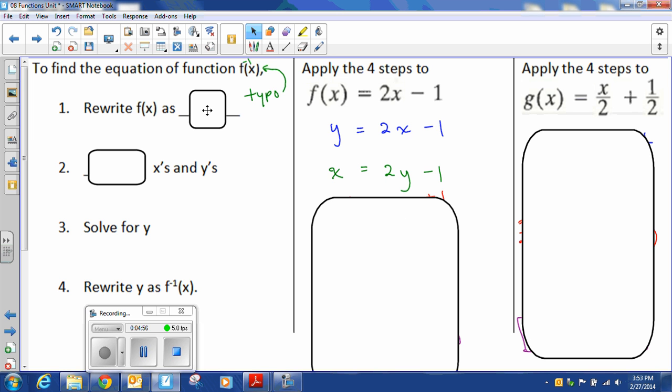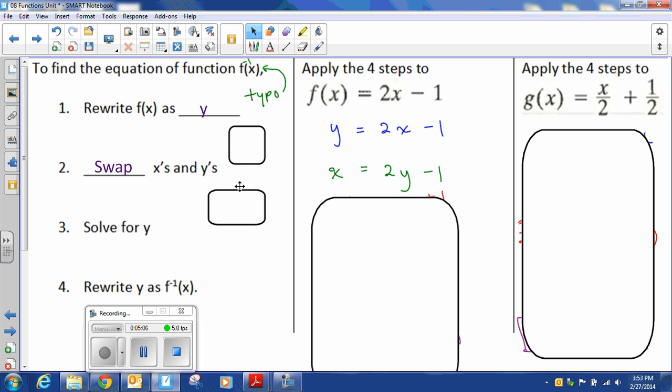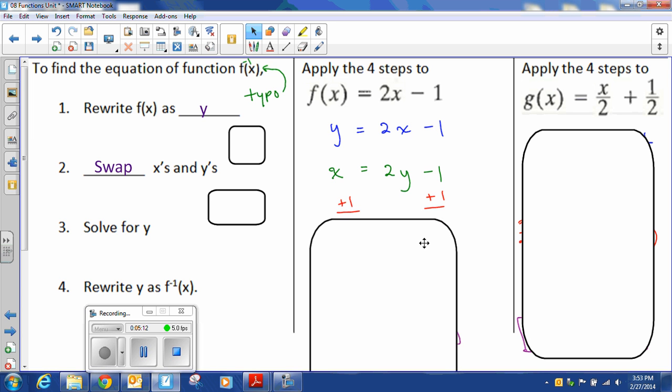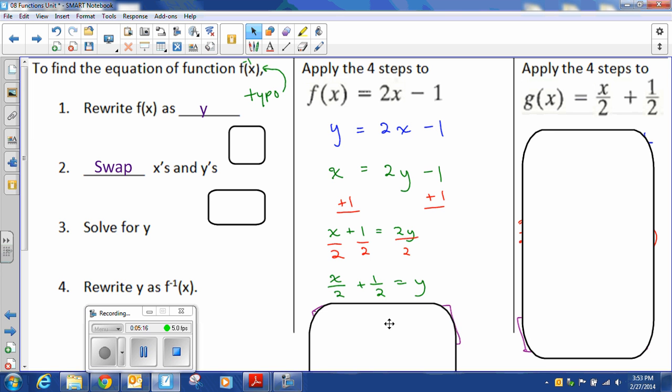So the first thing you want to do, which we already did here in blue, is rewrite f of x as y. So f of x becomes y. And therefore, we can swap the x's and the y's. Now we solve for y, so over here for this example, we want to go ahead and add 1 to both sides. That gives us this. Then we divide everything by 2.